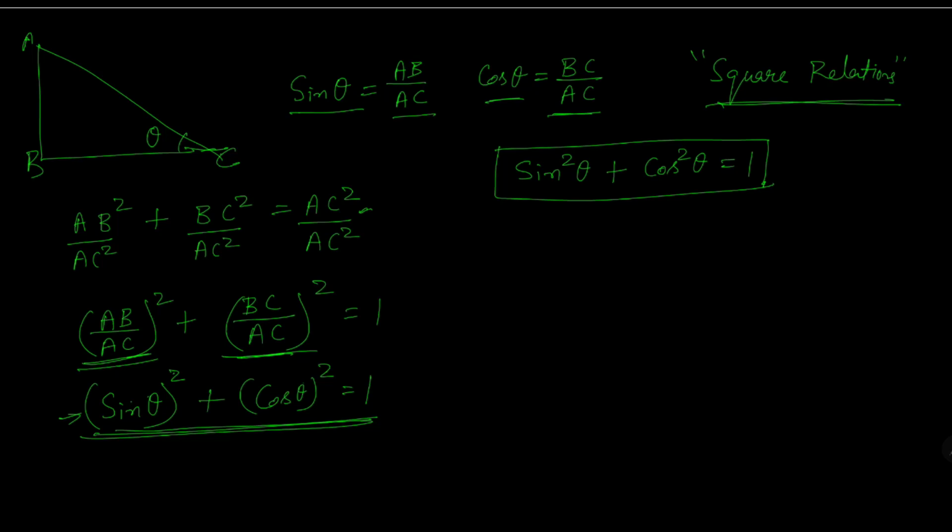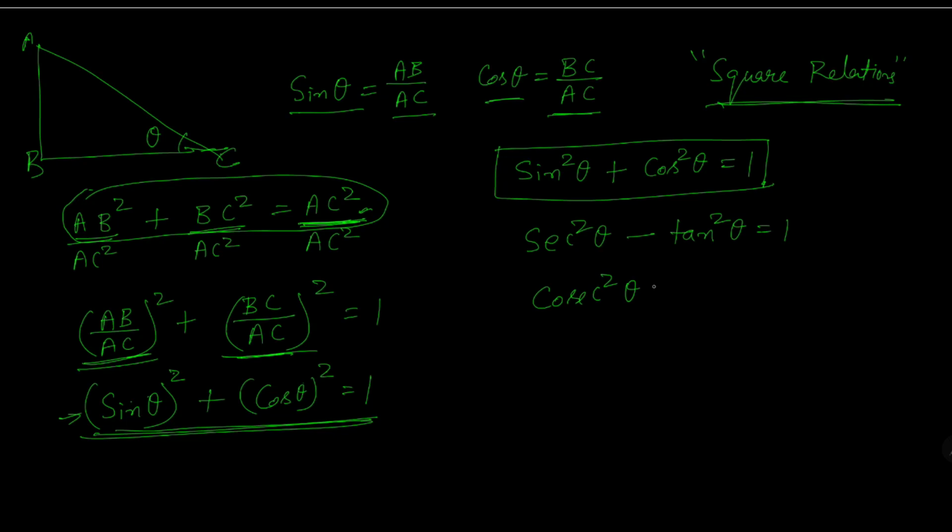Now what you can do is, we started with this formula where we kept AC on this side. If I keep BC on the other side, if I keep AB on the other side, I'll get the other two formulae, and they will be something like this: sec square theta minus tan square theta is equal to 1. And cosec square theta minus cot square theta will be equal to 1. So these are the square relations which are there for trigonometric ratios.